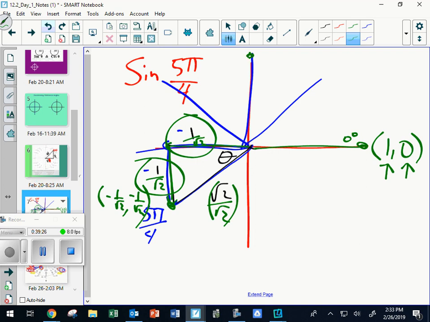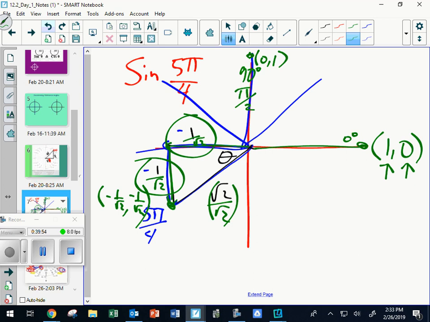How about this spot, 90? Would you agree that that's 0, comma 1? So sine of that spot is the y, so it's 1. Cosine of that spot is 0. Tangent's a weird one. It's the tangent of 90 degrees, also known as pi over 2. 1 over 0. What the heck is 1 over 0? Undefined. There's no answer for that one.